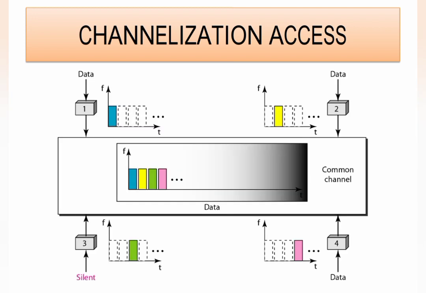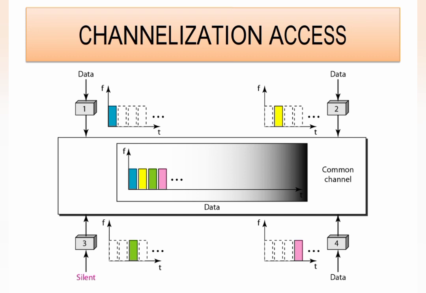Here we will see how the transmission of data is done. Station 1 is accessing the time slot represented in blue, the time slot used by station 2 is in yellow, station 3 is in green, and station 4 is in pink. Here station 3 is silent and the remaining stations are accessing the channel. The unused time slot is called the guard band here also.